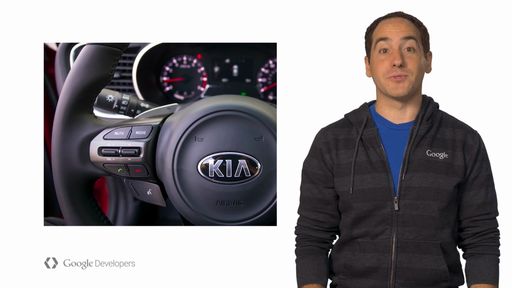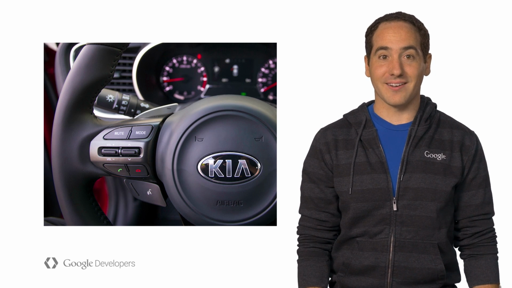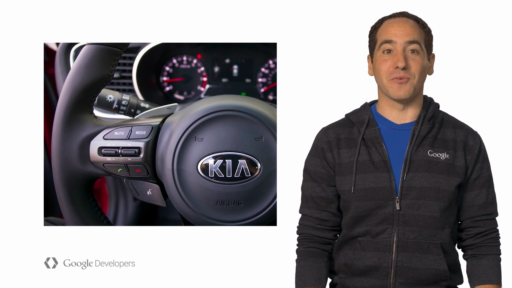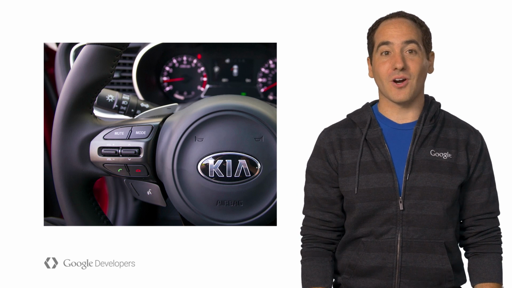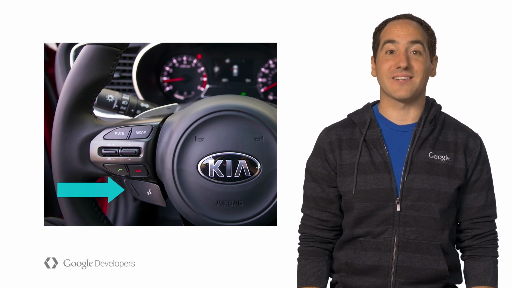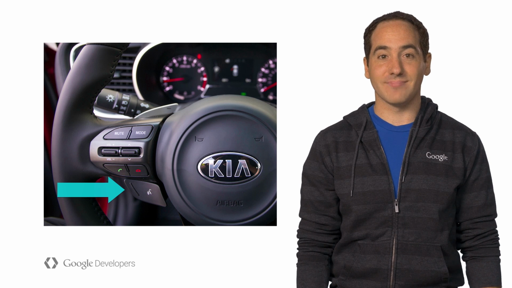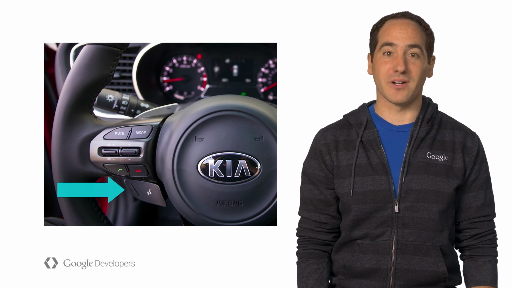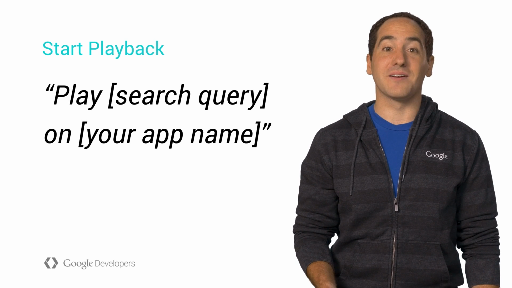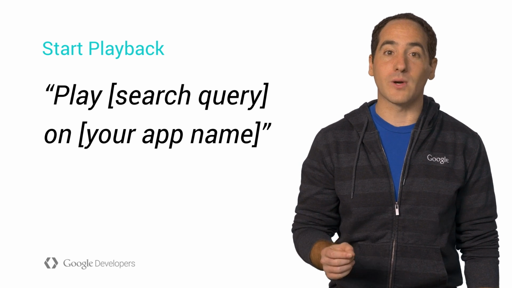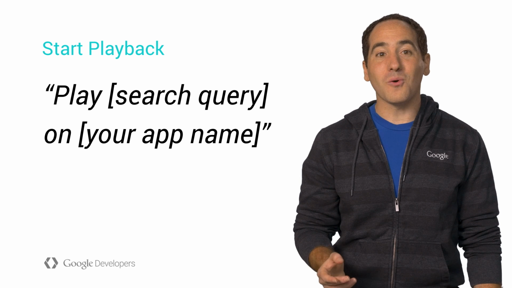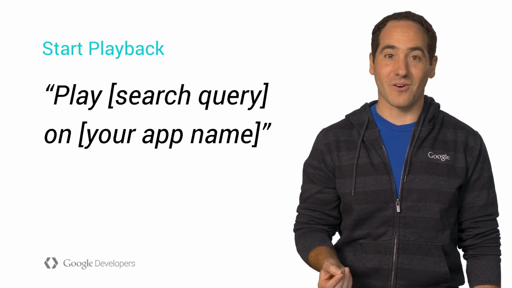Voice actions can be used to start and control playback. Users initiate a voice action by tapping the mic button on the car's display or by pressing the corresponding steering wheel control. You don't say "OK Google" as you would on a mobile device. You can start playback in a number of different ways, but they all take the form of Play Query on App. Of course, you don't need to say the app name if it's already running.